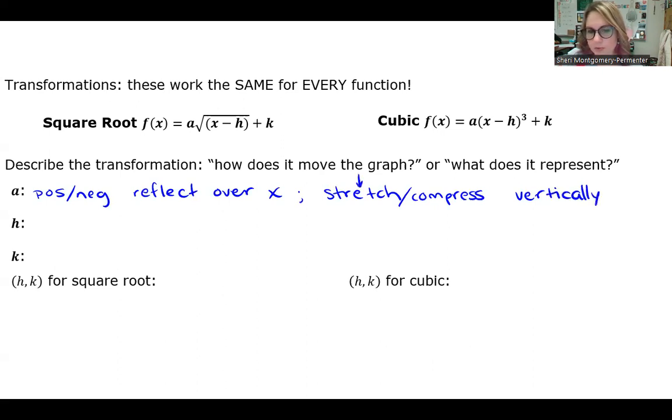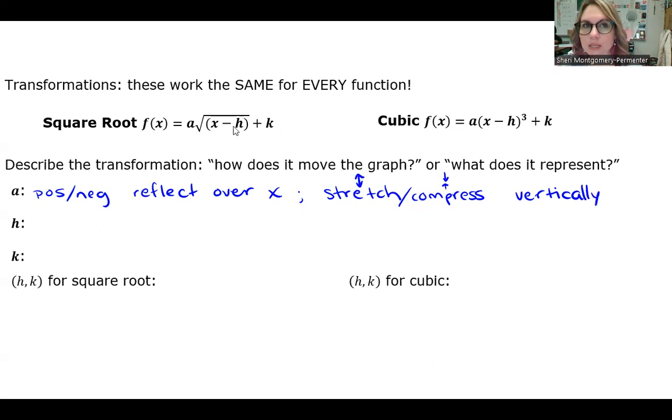So a stretch would make your graph longer this way. A compression means that it gets pushed smaller. So A can do two things. It can reflect or make you positive or negative, that right side of your graph. Or it can stretch or compress you vertically. H.